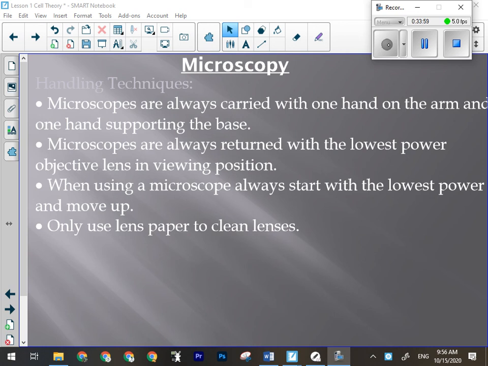All right, so microscopes are always carried with one hand on the arm, one hand supporting the base. Microscopes are always returned with the lowest power or scanning power lens in place. So always make sure that one is in place when you return it. When using a microscope, always start with the lowest power and move up, and only use lens paper to clean the lenses. That's really important.